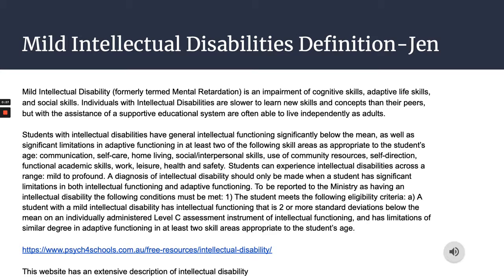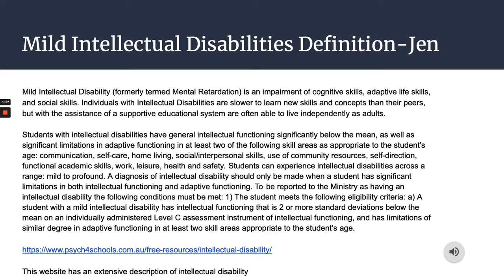Students with intellectual disabilities have general intellectual functioning significantly below the mean, as well as significant limitations in adaptive functioning in at least two of the following skill areas as appropriate to the student's age: communication, self-care, home living, social interpersonal skills, use of community resources, self-direction, functional academic skills, work, leisure, health, and safety. Students can experience intellectual disabilities across a range from mild to profound.